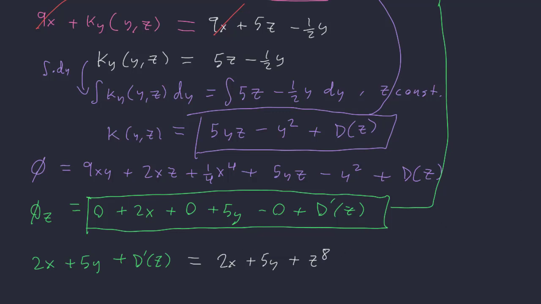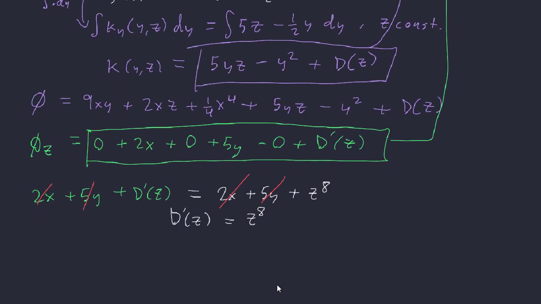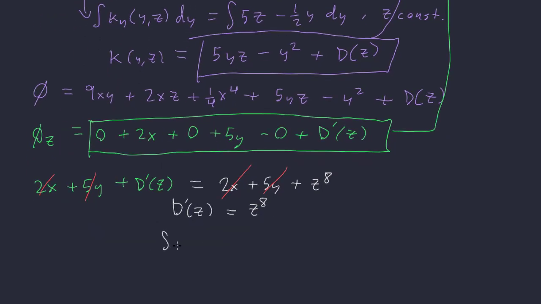Okay, so this right here was our little h, and this is what we found. So we're comparing what we found to our little h. And thankfully, everything cancels, and we get that d prime of z is equal to z to the 8th. Okay, now we integrate with respect to z to get that the integral of d prime z dz is equal to the integral of z to the 8th dz. And so we get d of z is equal to 1/9 z to the 9th plus an arbitrary constant.